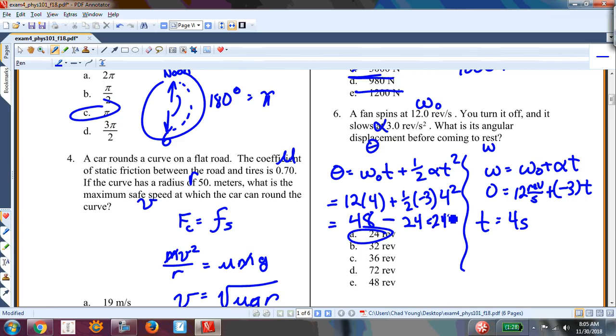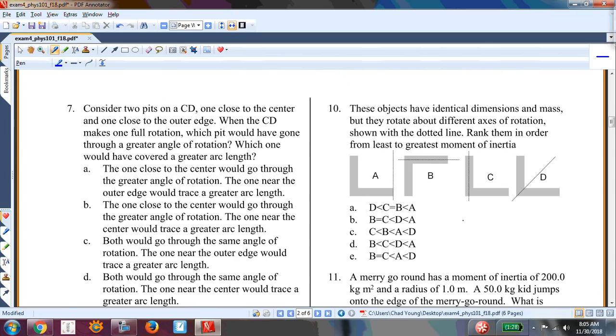Equals 24 revolutions. Notice I didn't have to change the units on these. I didn't have to change the radians, my units all come out in the end.